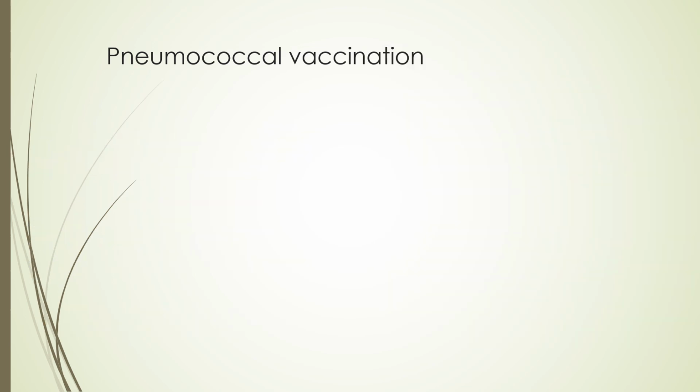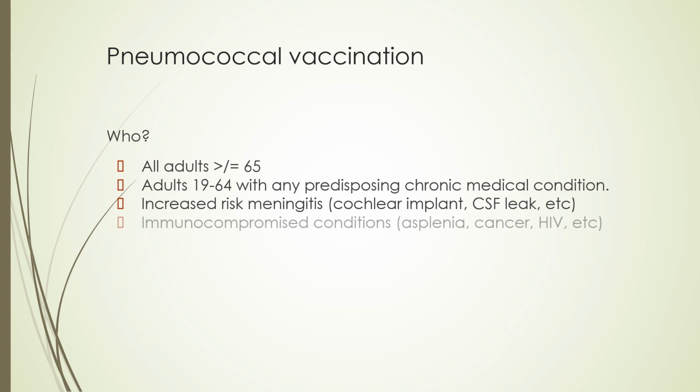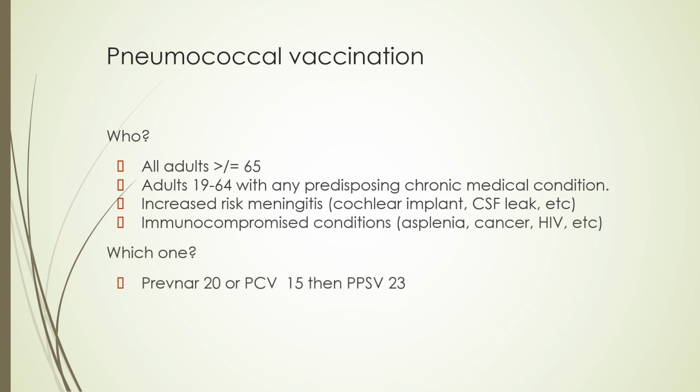So who should receive the pneumococcal vaccine? All adults equal or greater than 65, or if you're 19 to 64 with any pre-existing medical conditions that would increase your risk for meningitis, or if you are immunocompromised in any way. So they say cochlear implants, people with CSF leaks, especially people with asplenia, as pneumococcal is an encapsulated organism. People who are asplenic are at an especially increased risk for pneumococcal, and people who have cancer or HIV especially.